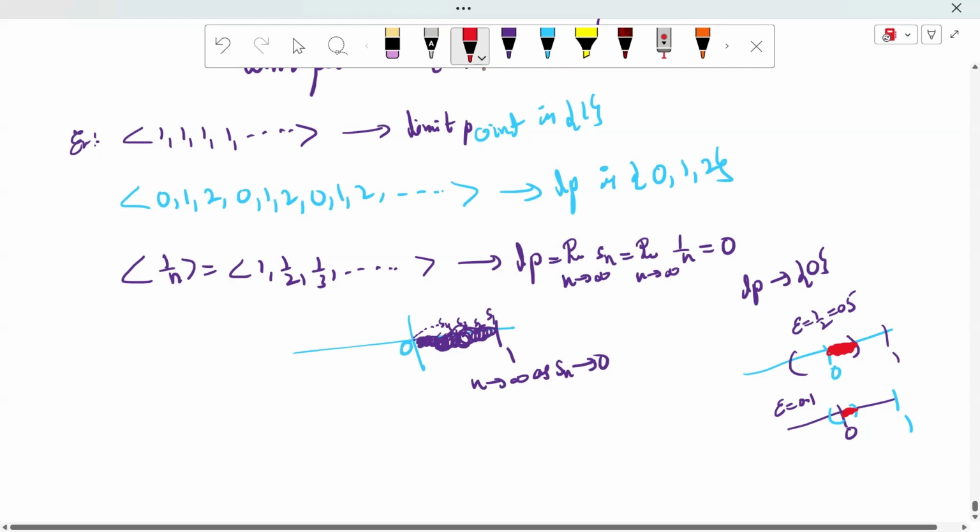Sn కంటైన్ ద ఇన్ఫినైట్ టర్మ్స్. అంటే neighborhood of 0 contain infinitely many terms of the sequence Sn. Therefore 0 is the ఏమైతే సార్? లిమిట్ పాయింట్. 0 is limit point. Limit point of sequence Sn is equal to 1 by n. Is it clear sir? లిమిట్ పాయింట్ డెఫినేషన్ అర్థమైంది కదా సార్.